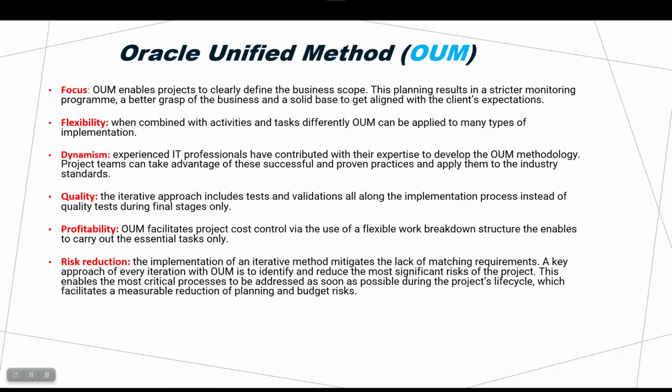Risk reduction: the implementation of an iterative method mitigates the lack of matching requirements, because every time you find a gap, you can address it. A key approach of every iteration with OUM is to identify and reduce the most significant risks of the project. This enables the most critical processes to be addressed as soon as possible during the project's life cycle, which facilitates a measurable reduction of planning and budget risks.